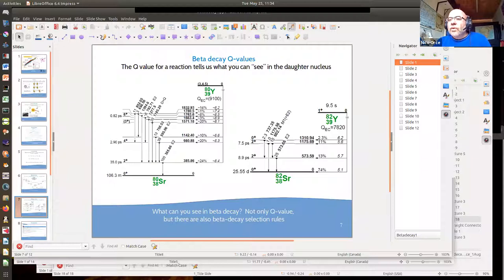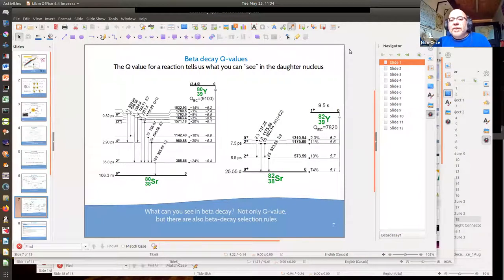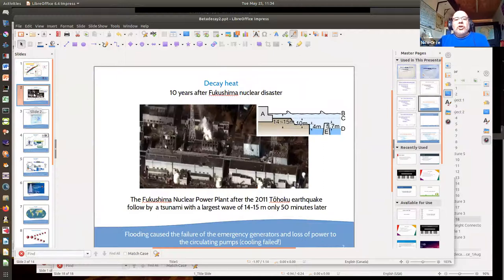Now I'm going to move on a little bit to some applications of beta decay. I'm going to introduce the term decay heat. In March it was 10 years since the disaster in Fukushima, where there was an earthquake about 100 kilometers from this power plant. And there was a tsunami that arrived only about 50 minutes later, with the largest wave about 14 to 15 meters.